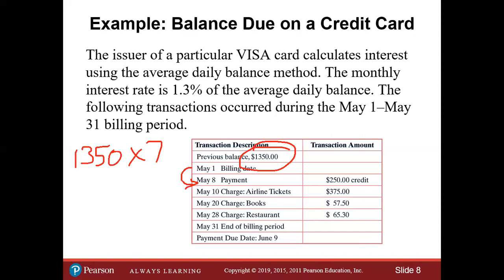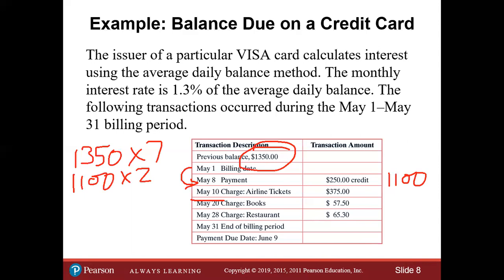After that May 8th transaction, there was a $250 credit. So that $1,350 that was owed, well, now it's brought down to $1,100 that is owed because of the $250 credit that was put towards the account. So on May 8th, it goes down to $1,100, and it doesn't change until May 10th. So $1,100 is the balance for the 8th and 9th, so 2 days.